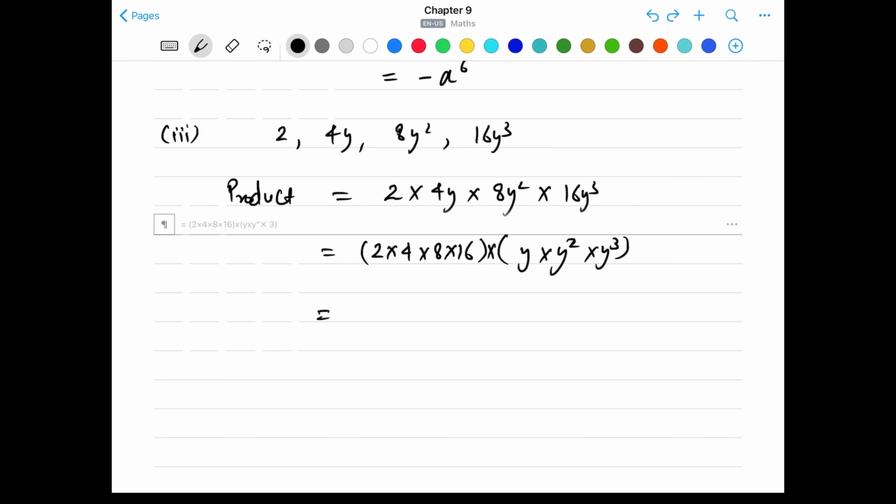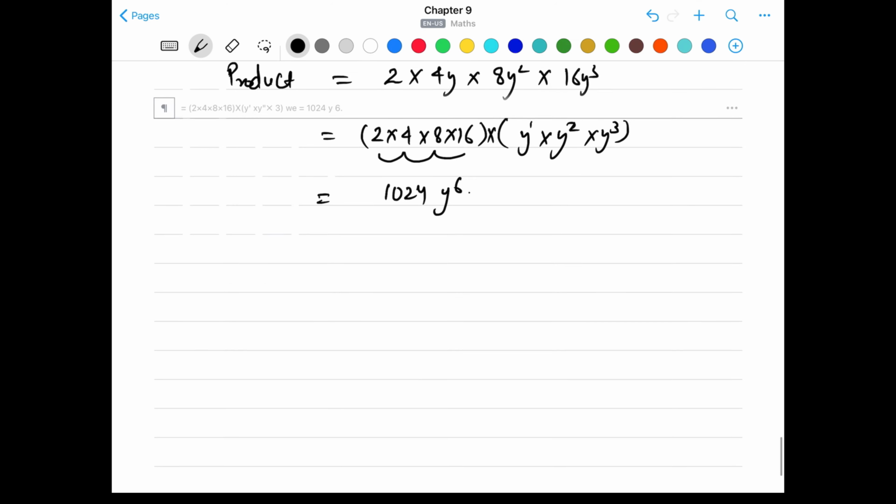Let's multiply the numbers first. 2 into 4 is 8, 8 into 8 is 64, and 64 into 16 will give us 1024. This is y power 1 into y power 2 into y power 3. When you multiply the same variable, their powers will be added, so this will be y power 6. So that's the answer for this one.